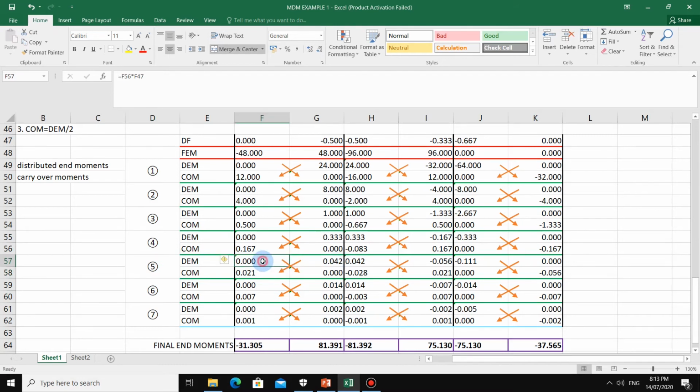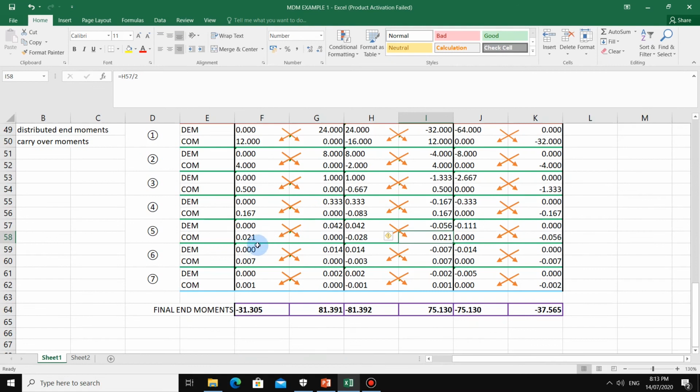Same again, guys. Fifth cycle. Okay, so carry over 1/2 at every joint. Then partially lock with a single line, then evaluate joint B. Okay, so what remains is negative 0.028. Then at C, there is 0.021. Okay. Then proceed to cycle 6. Okay, so the DEM again, guys.